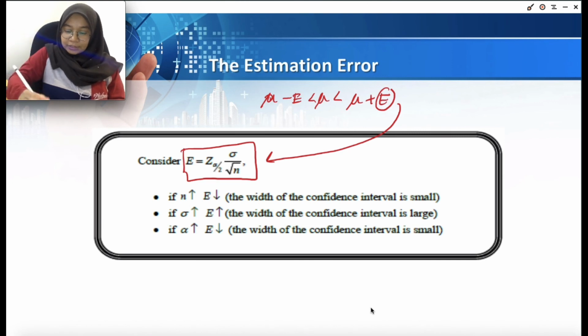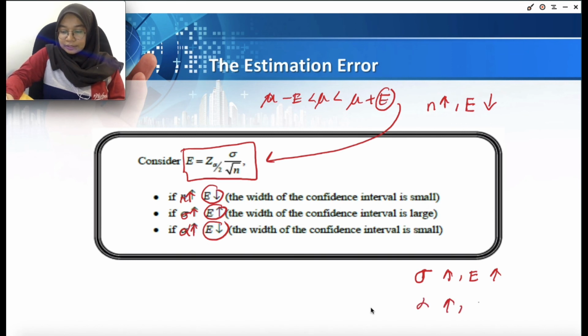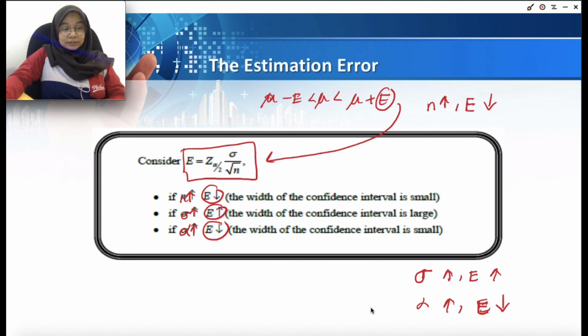If we increase the sample size, what will happen to the error? Error will decrease. If you increase the standard deviation or the variance, error will increase. If you increase the significance level, error will decrease. So you have to know this. If sample size increases, error decreases. If standard deviation increases, error increases. If alpha is increased, error decreases. We talk about error because estimation always has error.